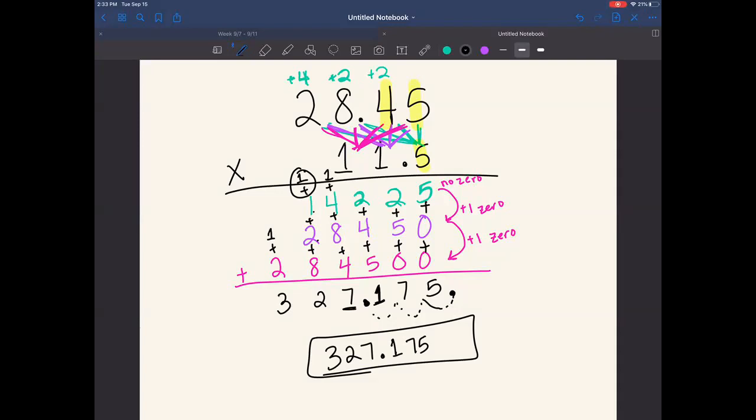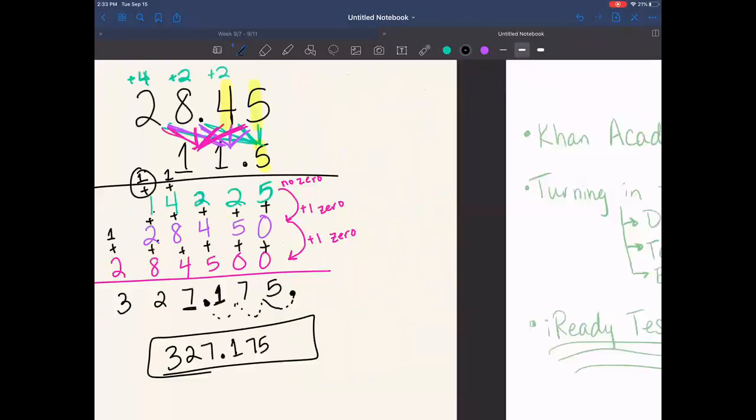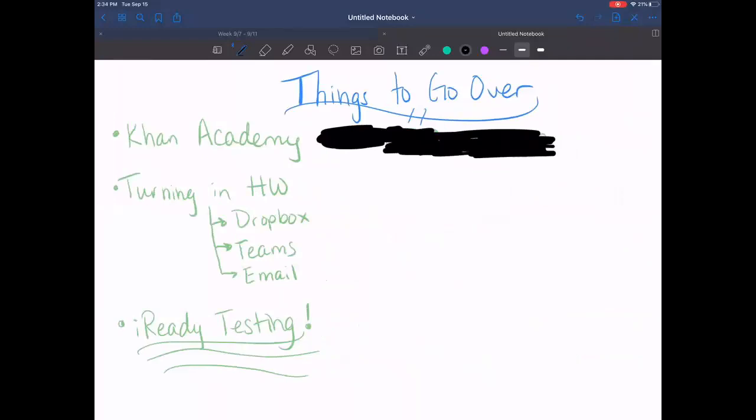Any questions on multiplying decimals by decimals? No, we're all good. All right, so a couple of announcements, things to go over. I kind of messed up when I wrote this yesterday. So ignore all that part, that's all messed up, so don't worry about that.